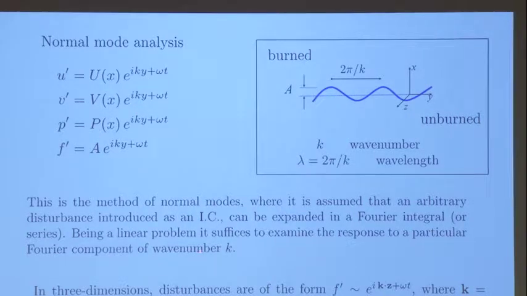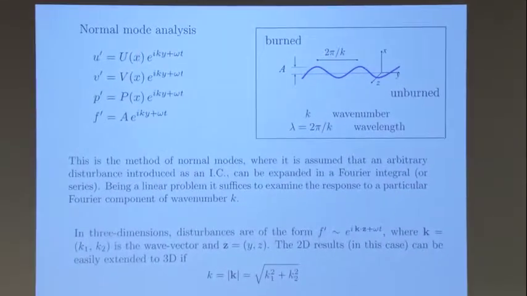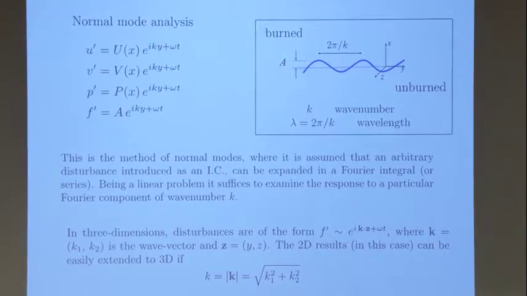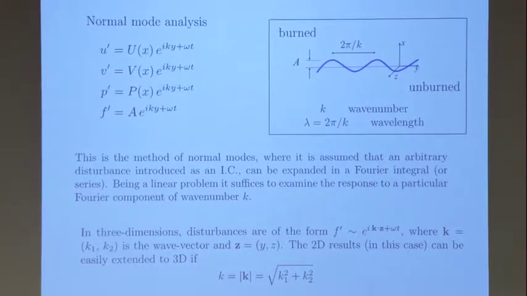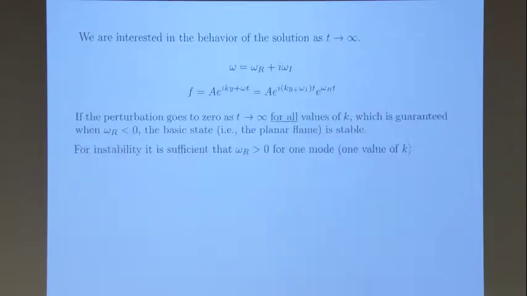Okay, I'm going to keep the two-dimensional analysis. If you were to do this in 3D, there would be no big changes. The difference will be, instead of a wave number, you're going to have a wave vector, which is going to be a decomposition of two components, k1 and k2, in the two tangential directions to the surface. And k is going to be just the modulus of those. So that's a minor point.